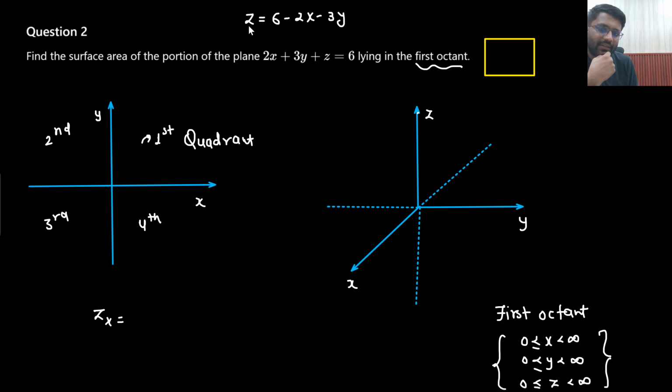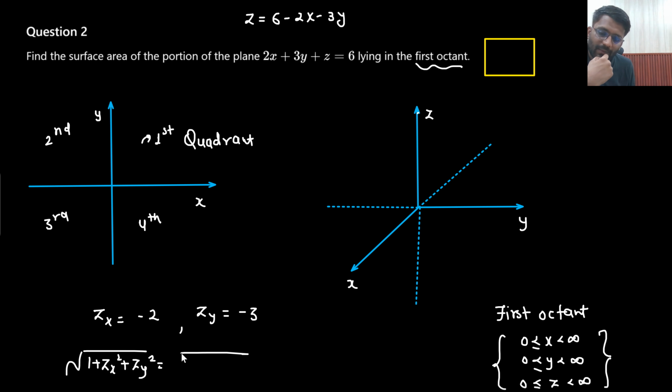Zx means partial differentiation with respect to x. Can I find out zy? Yes, that would be -3. So what will be the factor? 1 plus zx square plus zy square. That factor would be under root 1 plus 4 plus 9, right? So that would be under root 14. So this factor we have found out.